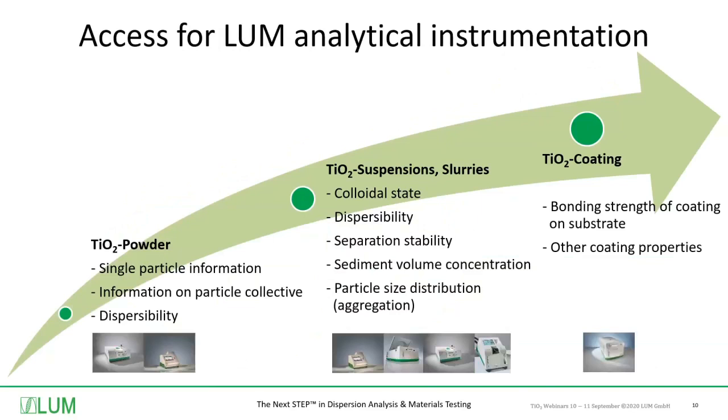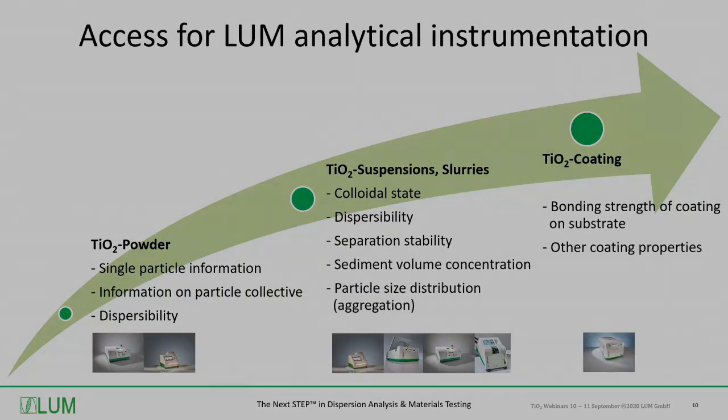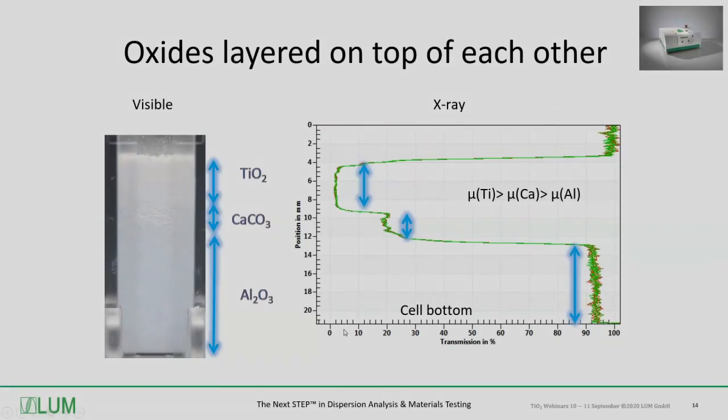Whether we characterize powder, we have two instruments. When we come to the characterization of slurries and suspensions, there's a broader range of instruments applicable depending on the particular needs. And for the coatings, we have the right part of the picture where we can see the X-ray transmission on the x-axis depending on the position on the y-axis.